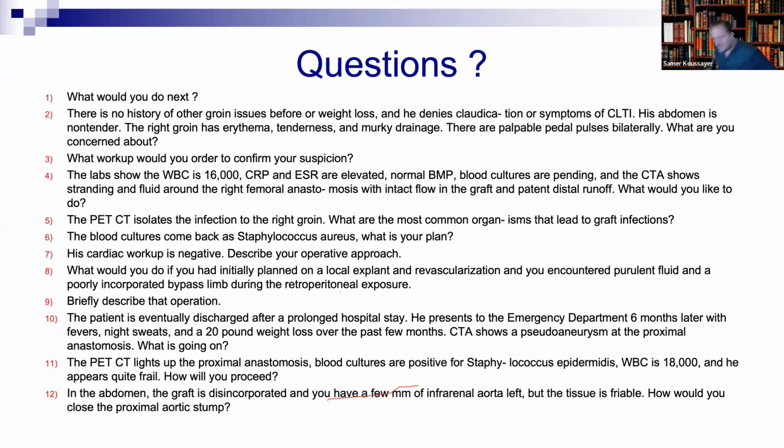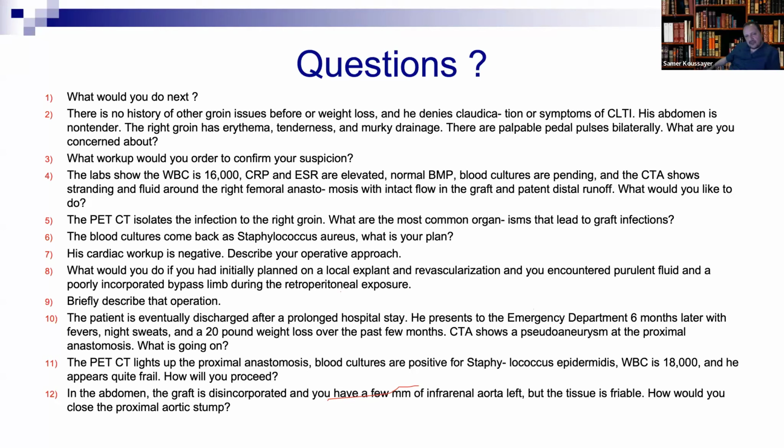Or the previous case, or any of the cases we discussed today, or any other concern? Professor, I have a question. Yes, please. In the first part of this case, why didn't we think about a sartorius flap in the groin? Why didn't we think of reconstruction with a sartorius flap from the start of the groin infection? Yes, I agree with that.